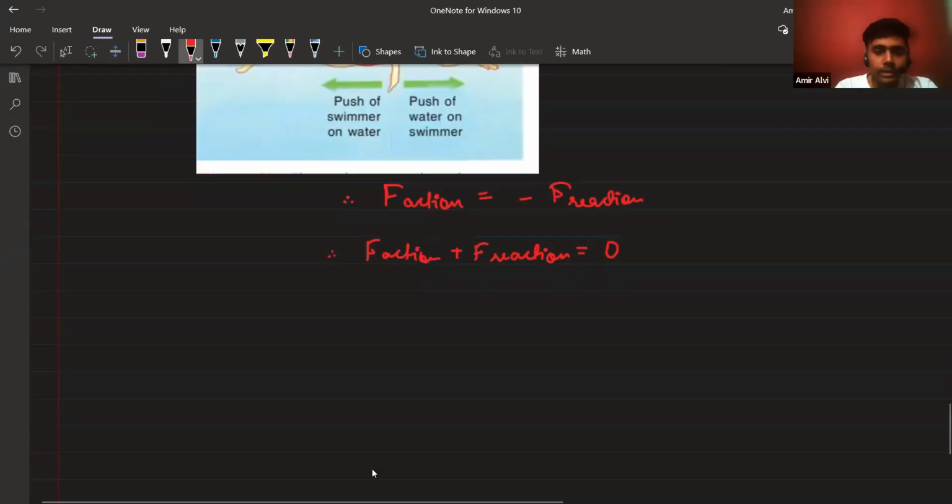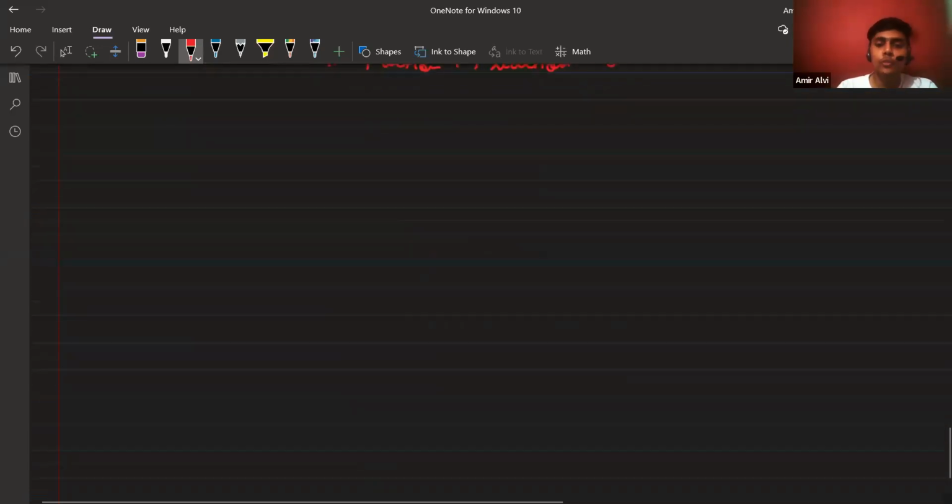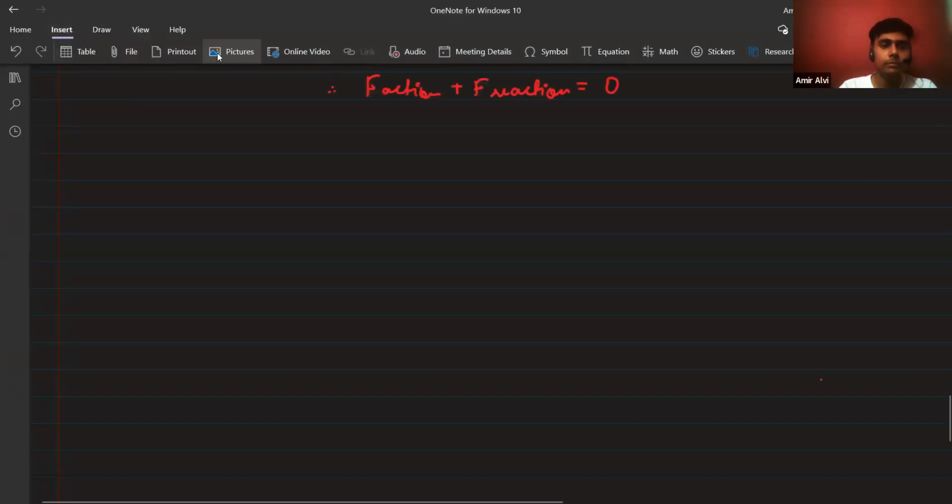Now, let me give an example. How many of you have seen movies in which, when they fire a bullet, there is a backward movement of the gun as well? You've seen that, no? That's also the action and reaction coupling. You can say the action and reaction forces.